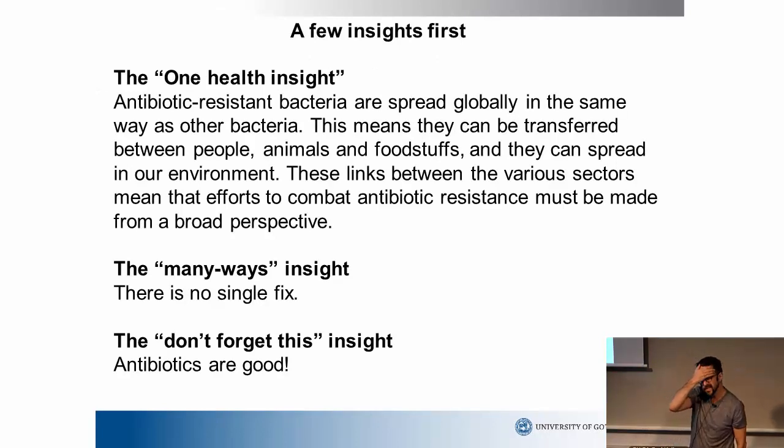So first of all, a few insights before I do that. First of all, it's something that I call the One Health insight, which is that antibiotic resistance is a global problem. This means that it can be spread between people, it can be spread between animals, it can be spread through foodstuff, and it can spread in our environment. Okay? So there are a number of different areas where we can have a problem with antibiotic resistance. This means that we cannot only think of one area and try to solve the problem there, because we will have other areas where we will have a problem as well.